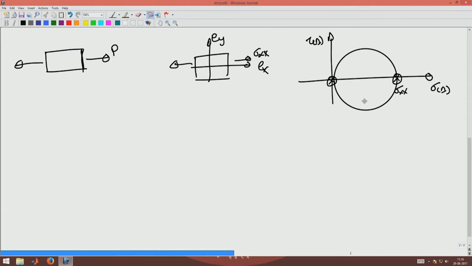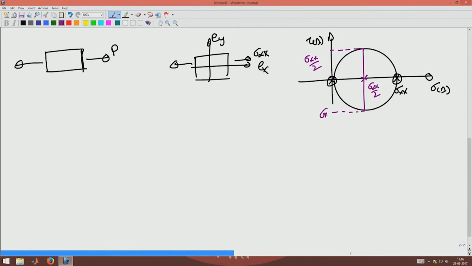Now, you will find that the maximum shear stress in this case would be this line, wherein this point is sigma xx by 2 and this radius is also sigma xx by 2. So sigma xx by 2 is the maximum shear stress for this state of stress.